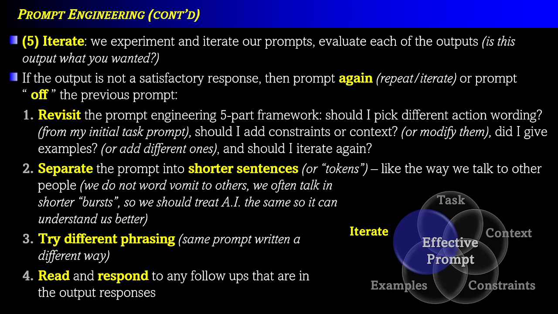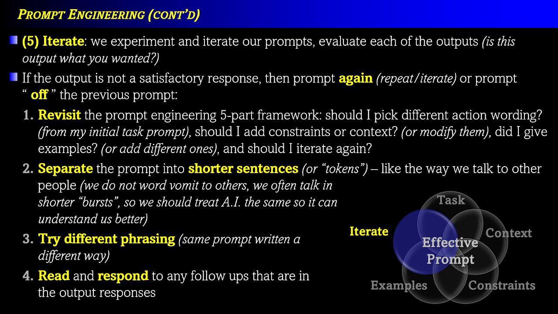So one, we could revisit the prompt engineering framework. So after providing the initial prompt, should I pick a different action wording from my initial task? Should I add more constraints or less constraints? Should I add more or less context or modify those? Did I give any examples or should I give different ones? And should I repeat this process again? So the first tip in iteration is to revisit the framework or the 5 tips I'm providing.